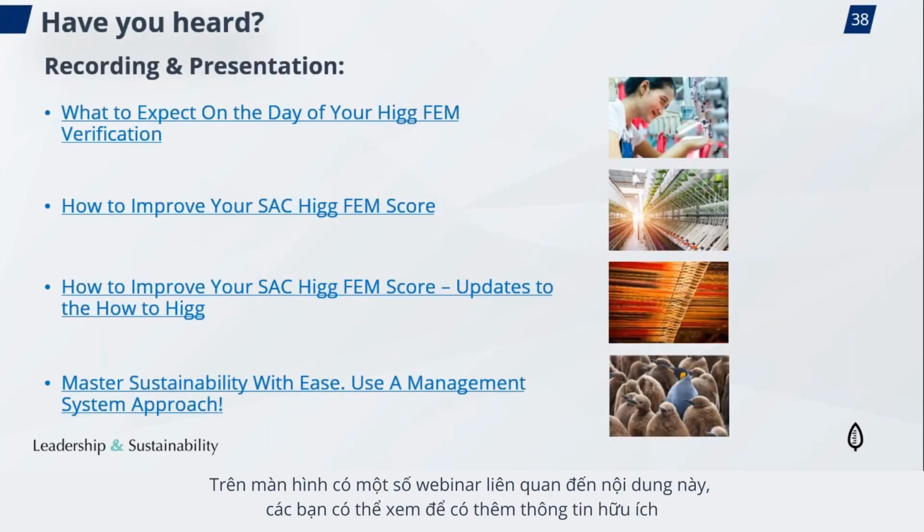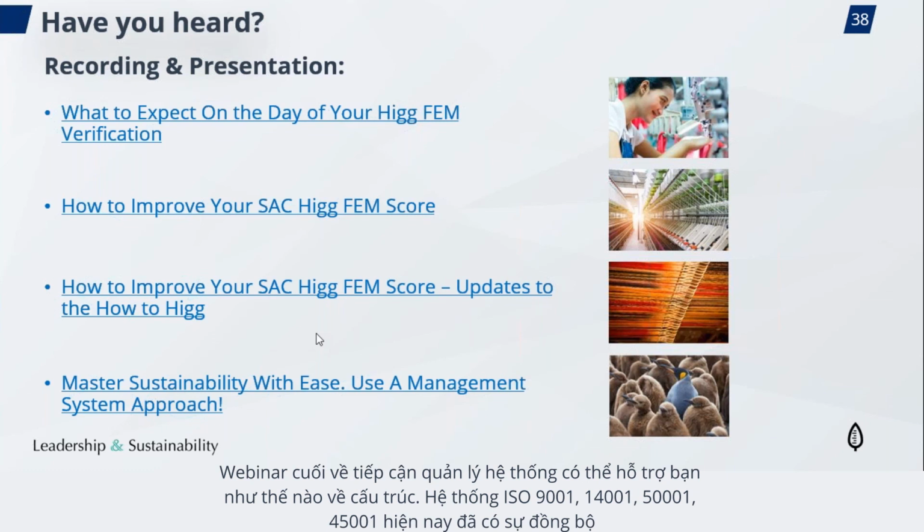And also, if you would like to learn more about Higg FEM, I recommend some of our previous webinars. The first 3 here that you can see on the screen are all about Higg FEM. The last one here is about management systems. It's not only about ISO 14001, it's more generally about the need for management systems, how they help, how they can support you in the structure, and how ISO now have management systems which are also very much harmonized: ISO 9001, 14001, 50001 for energy, and 45001 for health and safety.